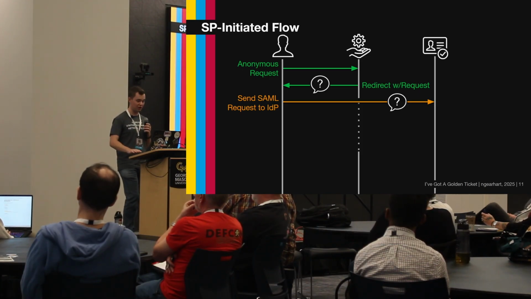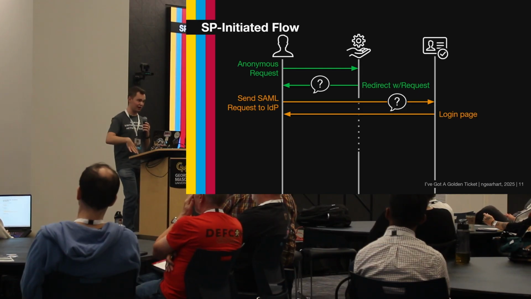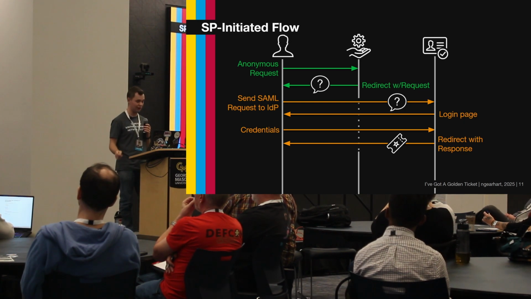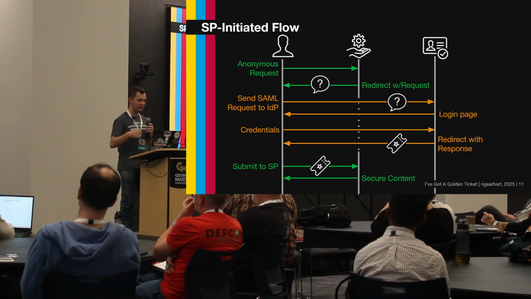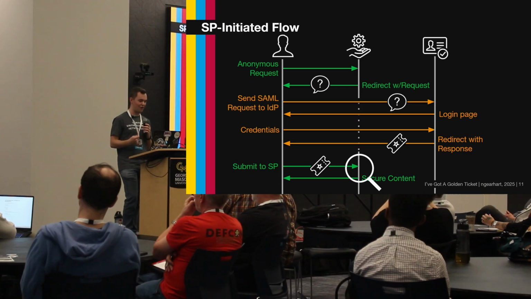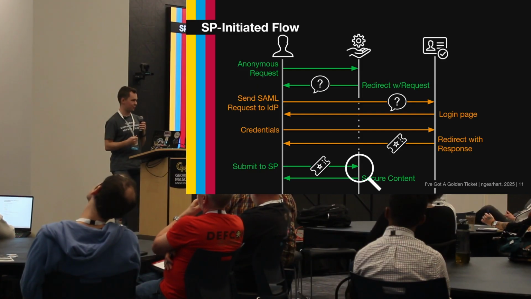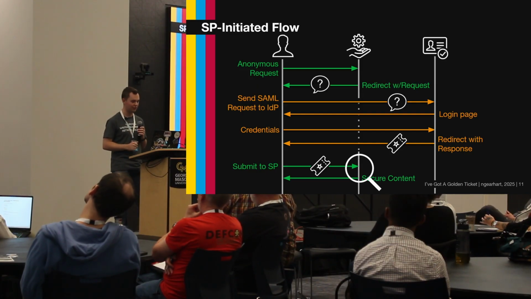And now we have the same flow that we saw before, right? So the identity provider will return us a login page, we enter our credentials, and we get redirected with that response. And now it's exactly the same as the identity provider initiated flow, because we take that response, the user sends it over to the service provider, and then we're logged into Gmail, right? Great. But once again, I want to call out, no matter which flow, they both have this interesting step: how does the service provider know to trust the SAML response?